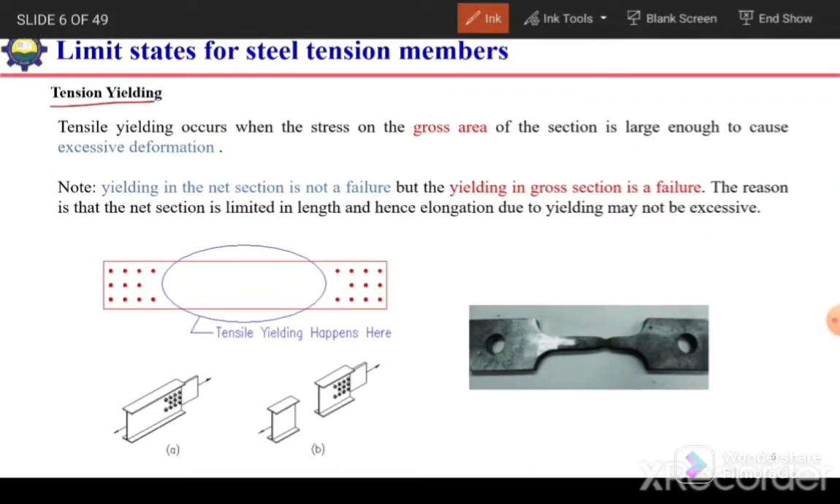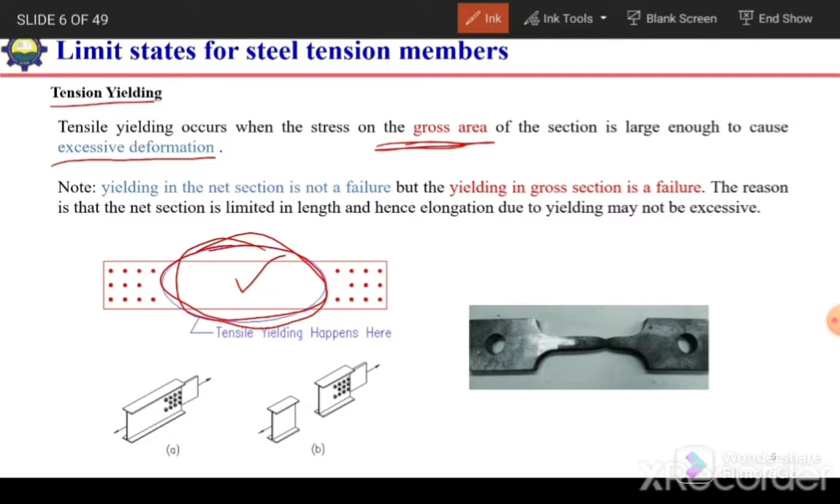Tension yielding. Tension yielding occurs when the stress on the gross area of a section is large enough to cause excessive deformation. So first thing, the tension yielding will occur in the gross area. If yielding occurs in that portion, we consider it a failure, and that will be termed tension yielding failure. In that case, there will be excessive deformation in the member, and that deformation will be considered as failure.